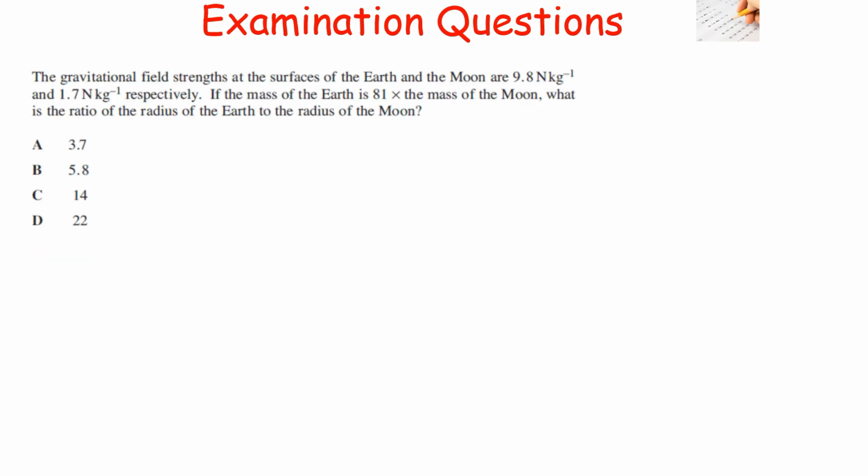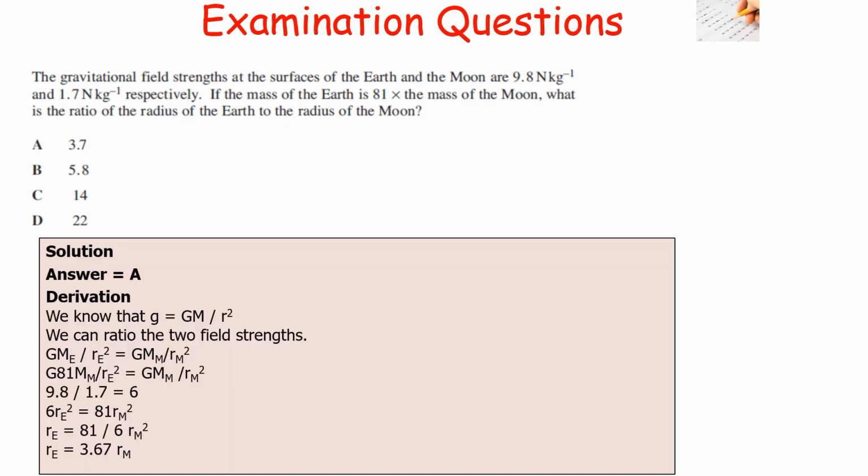Right, so how do you answer this particular question? Well, our answer here is in fact A. Now we know that the gravitational field strength is equal to big G m over r squared.